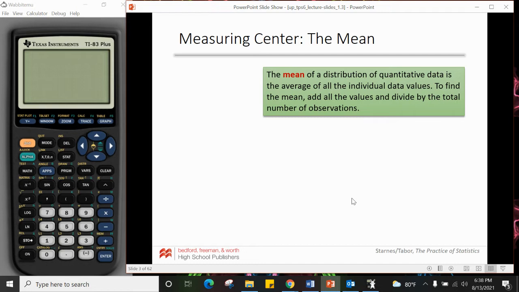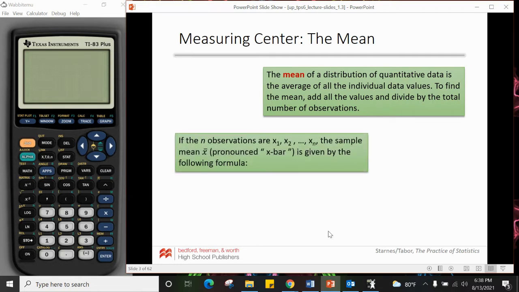So the first measure of center, there's a couple numbers we can use to describe the center. The first one is the mean. The mean of a distribution of quantitative data is the average of all the individual data values. To find the mean, add all the values and divide by the total number of observations. Our mean is no different than what we normally would do trying to find the average, like we have for most of our lives.